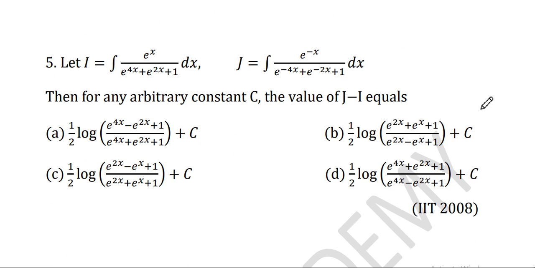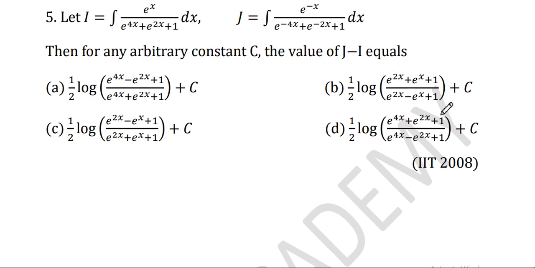Okay, the last problem of our lecture. So let's do the last problem of our lecture. So here I is integration of e to the power x divided by e to the power 4x plus e to the power 2x plus 1 dx, and j is integral of e to the power minus x divided by e to the power minus 4x plus e to the power minus 2x plus 1. What is the value of j minus I? So we have to calculate the value of j minus I.